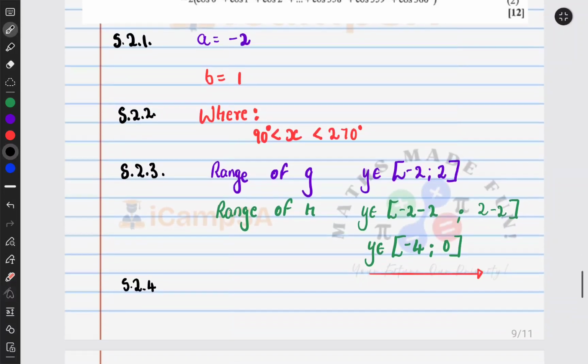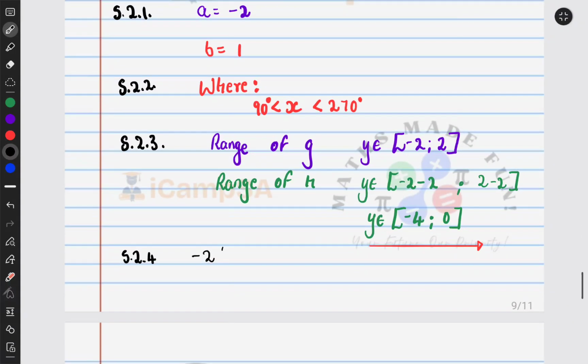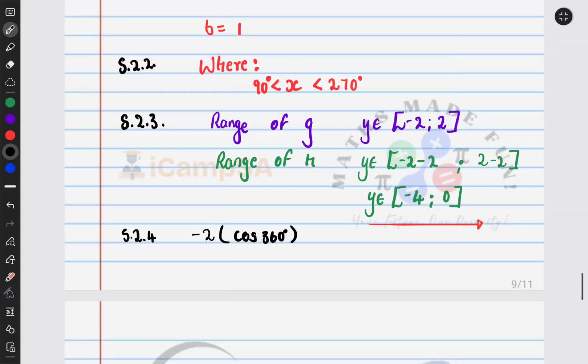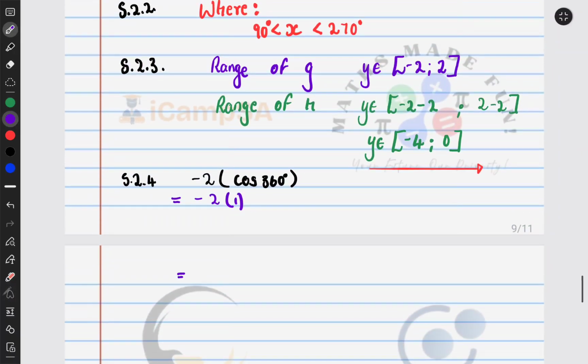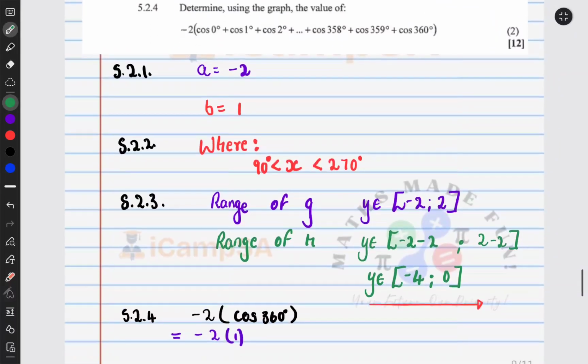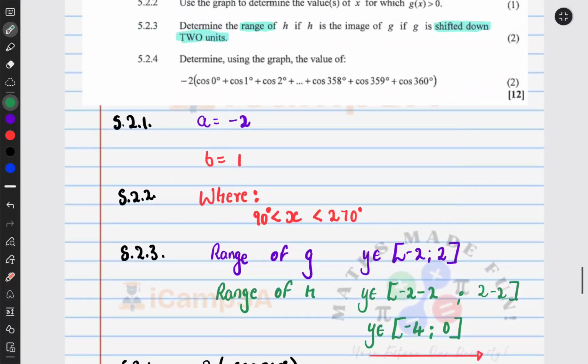So we can just say here we have -2 into cos 360 degrees. We evaluate that, this will be equal to -2 times, what is cos 360? That is 1. So therefore the answer will just be -2. Okay, and that is how you go about answering. That is straightforward. It's just your understanding of how the angles work.